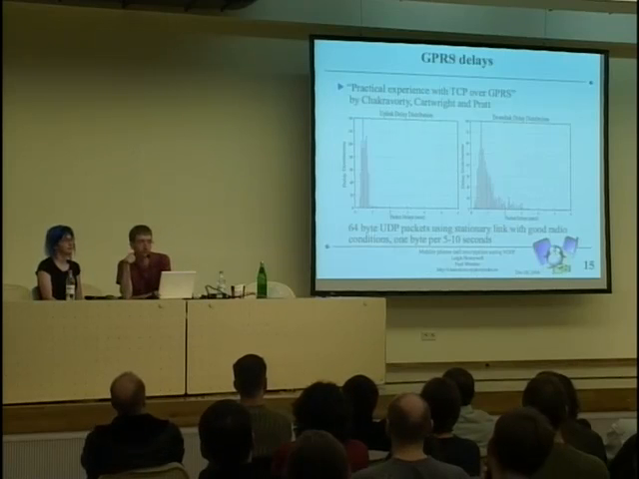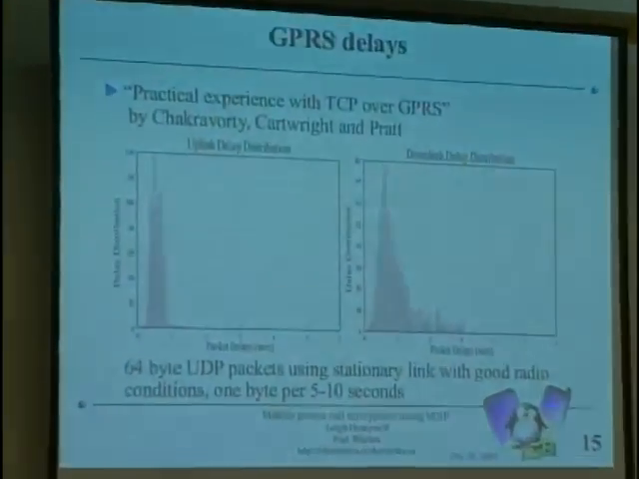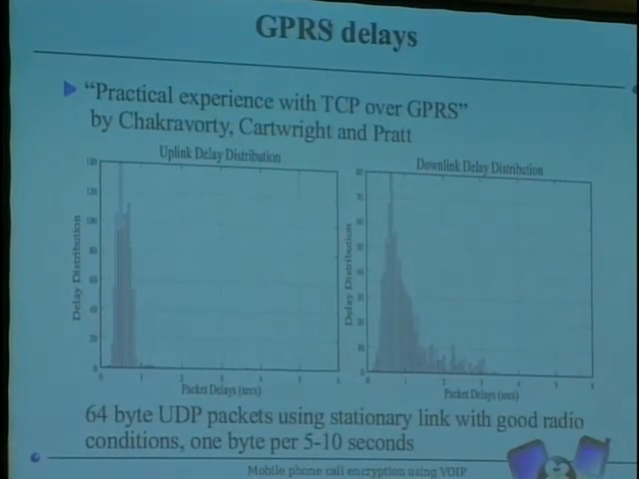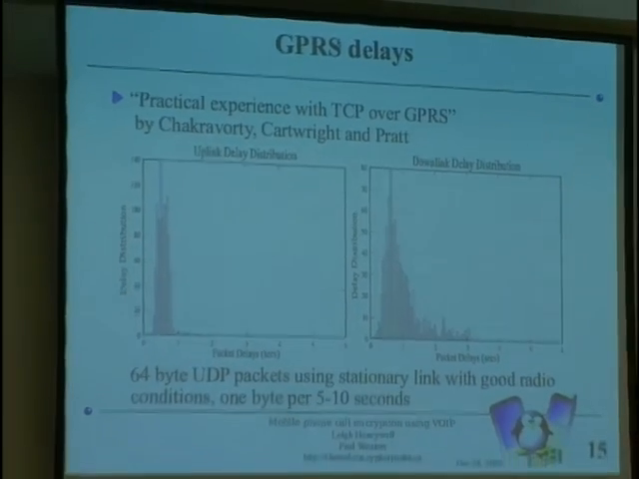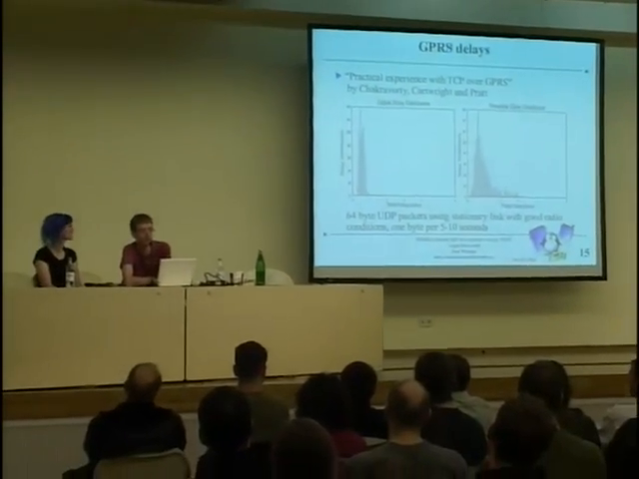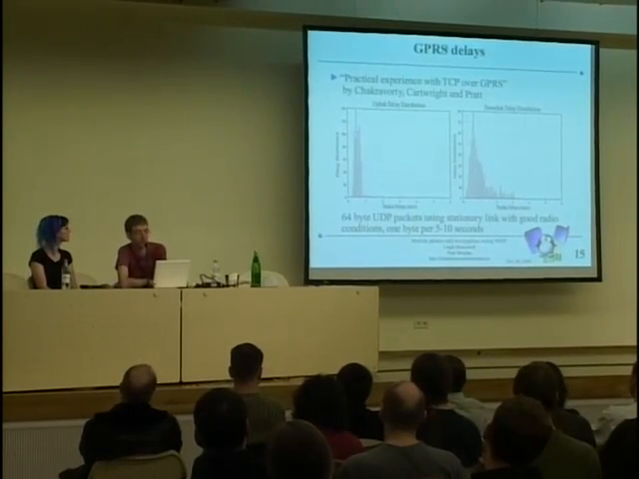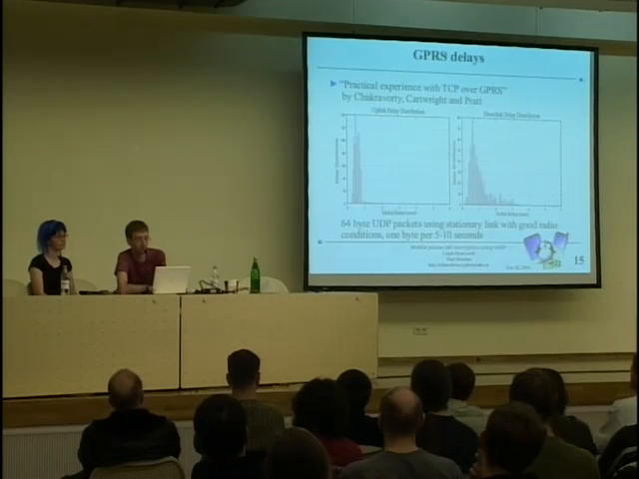So some people did some serious research on the GPRS bandwidth delays. Even though the title is practical experience with TCP, they actually also did UDP and raw packet statistics. These are the statistics of 64-byte UDP packets. I'm not sure how visible it is in the back. Basically, it's the delay versus the amount of packets that went through. What they did was keep the GPRS location stationary. They made sure they had good radio conditions, and then once every 5 to 10 seconds they would send a packet, and then they would see what the packet delay was. And as you can see, the uplink is pretty good, between 0 and 1 seconds, almost all the packets go out.